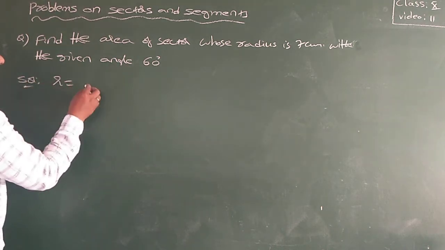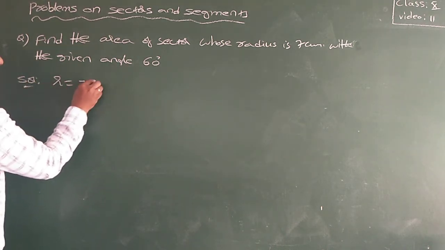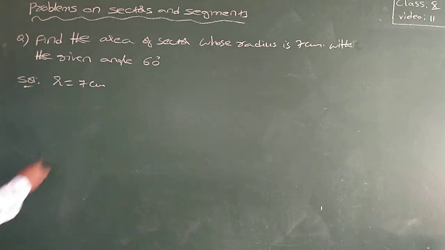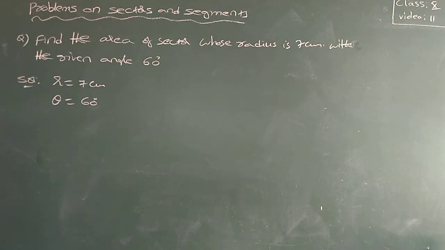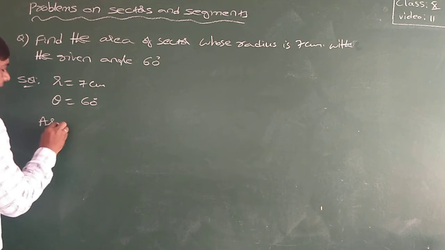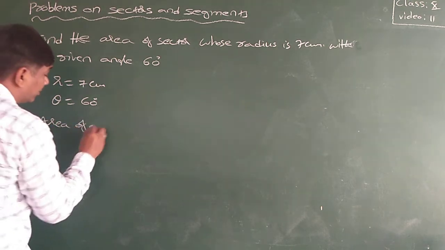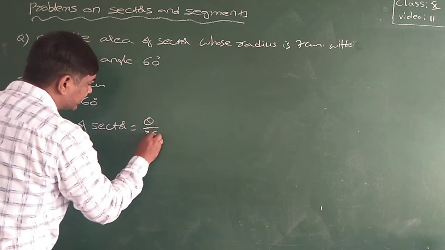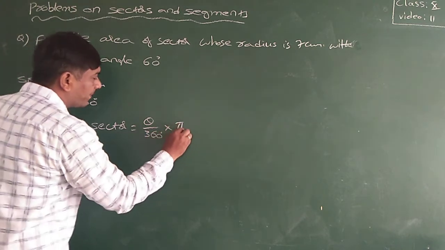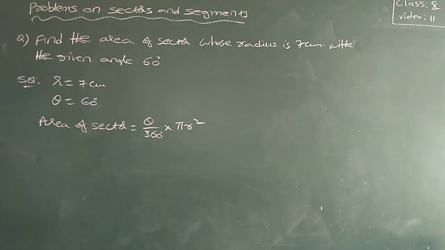Radius of the sector is equal to 7 centimeter and theta is equal to 60 degrees. What do they ask here? Area of sector is equal to theta by 360 degrees into pi r square.